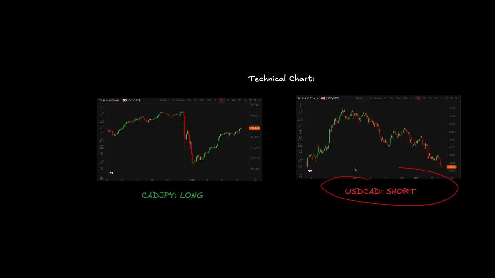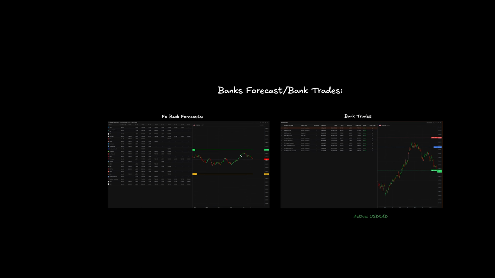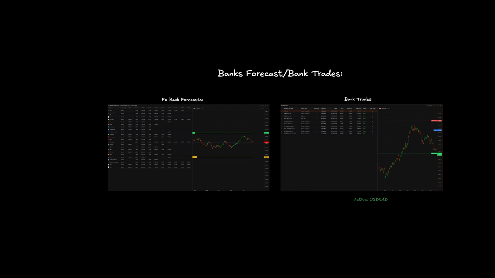For USD-CAD, we still have this bearish momentum. Shorting USD-CAD could make sense. So if we look at the price action, okay, it's quite interesting now because we want to short if you have, let's say, a kind of pullback and boom. Okay, but it's not enough. This is just some basic technical analysis. For that, I'm also using two key elements. The first one is the bank forecast, and the second one is the bank trade.